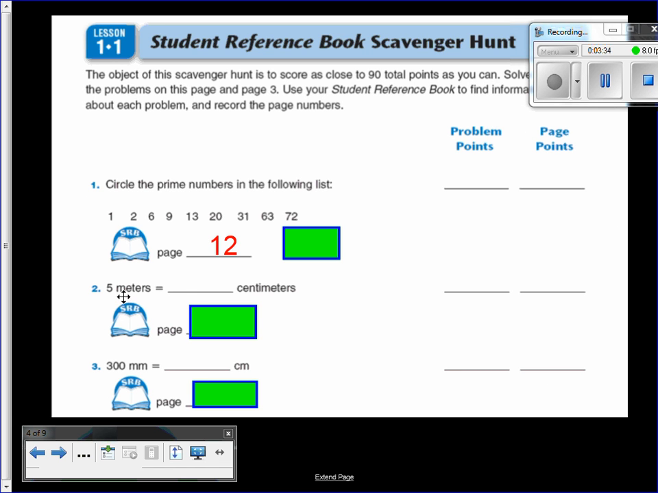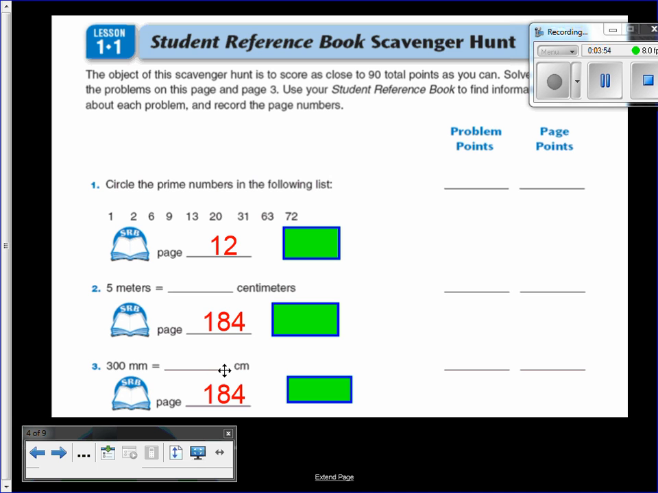Problem number 2, it says 5 meters equals how many centimeters? If you don't remember how many centimeters are in 1 meter, go ahead and take a look at page 184. Even if you remember what these things are, please remember to put these page numbers in this slot. Number 3, there's 300 millimeters, and that equals how many centimeters? Go ahead and take a look at page 184 in your student reference book.